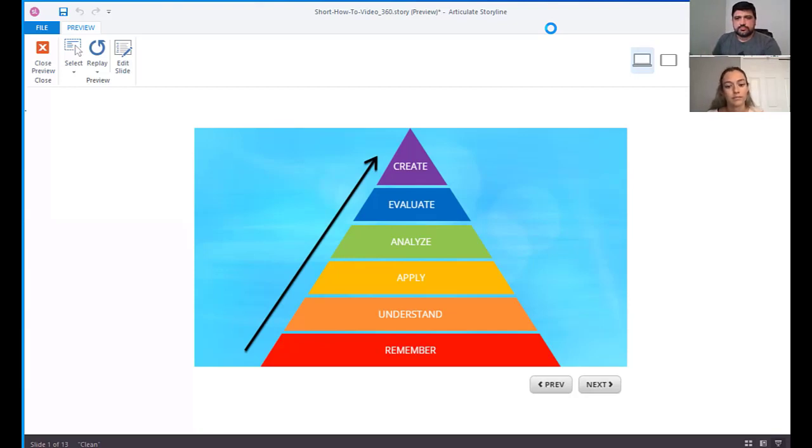Here you can see the levels of Bloom's taxonomy. Remember, understand, apply, analyze, evaluate, and create. The levels at the bottom of this pyramid are more simple skills, and as you go up the pyramid, these skills get more complex and grow to the higher order thinking skills.